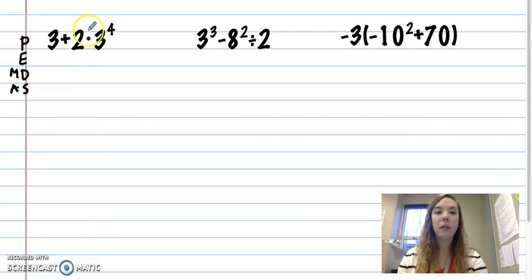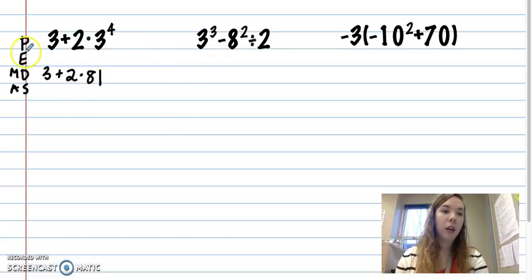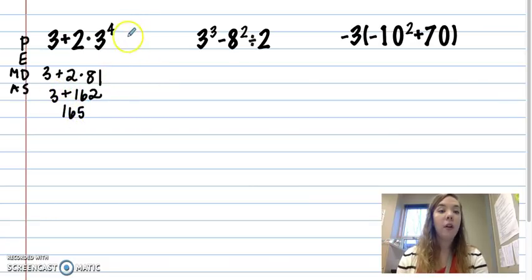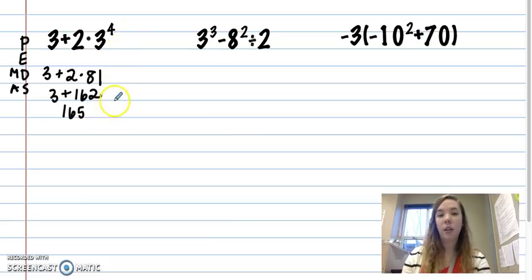This first problem does not have any parentheses, but it does have exponents. So 3 to the 4th power is 81. 3 times 3 times 3 times 3 is 81. Then I have to do multiplication and division. So I'm going to multiply 2 and 81, which is 162. And then lastly, I can add. So my final answer is 165. But if I didn't follow the correct order of operations, I would not get the same answer. So again, that's something you have to be careful of.